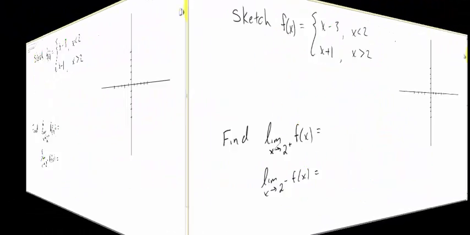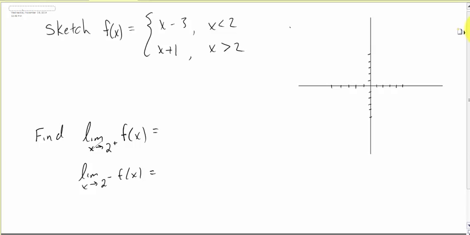Let's switch to a piecewise function. F of x equals x minus 3 when x is less than 2. F of x equals x plus 1 when x is greater than 2. Okay, so how do we graph this? Well, this top part, I'll use red for it, has a y-intercept of negative 3.